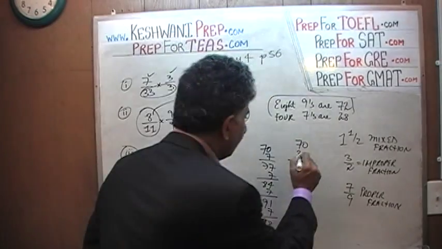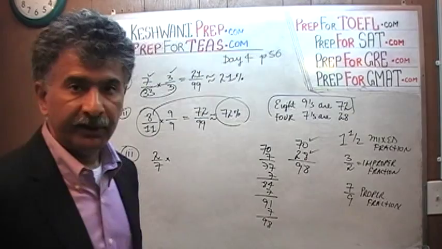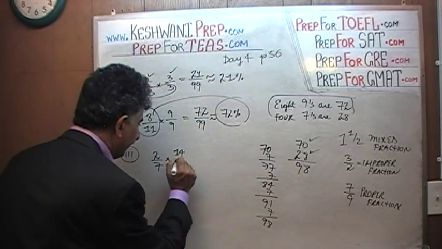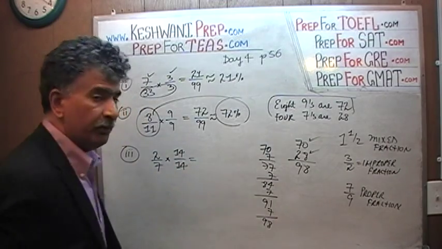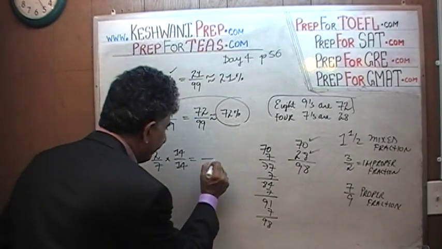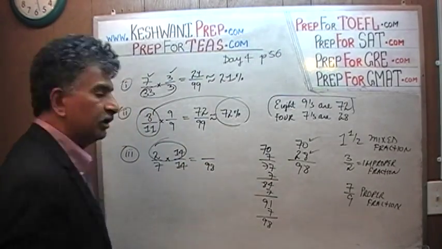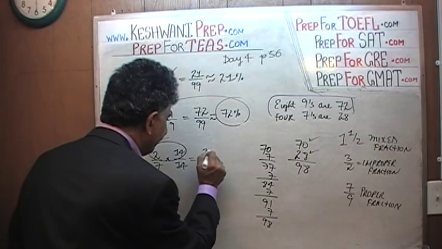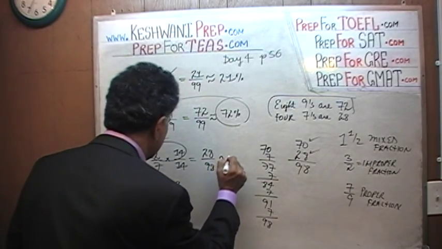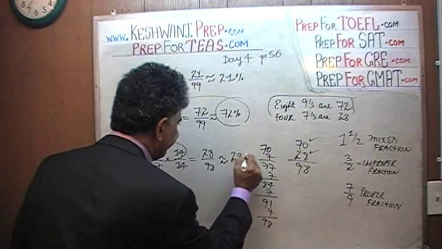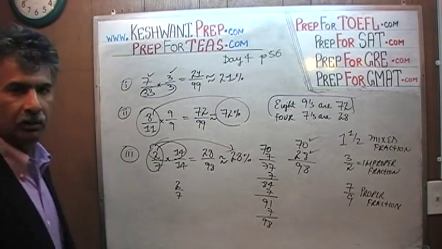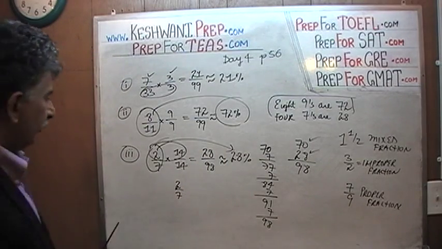So here we have 10 sevens, and here we have 4 sevens. 10 sevens plus 4 sevens makes 14 sevens, which means we have to multiply the top and the bottom by 14. But you have to be able to figure this out very quickly. The bottom is equal to 98. We already know that. And the top is going to be 2 times 14, which is 28. So it turns out that 2/7 is approximately equal to 28%. Let's do one more.